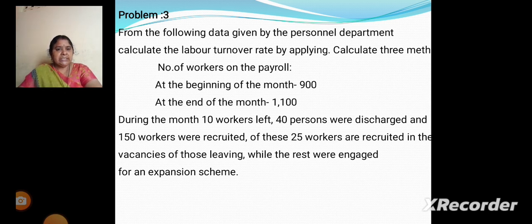150 workers were recruited. The company recruited a total of 150 workers. Out of 150 workers, 25 workers are recruited in the vacancy. That is replacement of workers equal to 25. The rest means the balance. Balance means 150 minus 25 equal to 125, which is the expansion scheme. Okay. Then go to the solution.